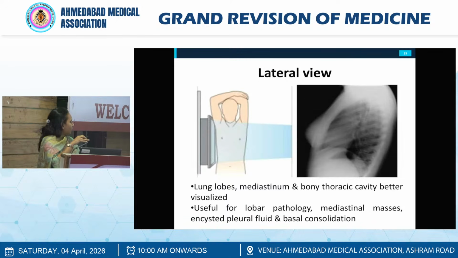Lateral view, just for your knowledge, the position would be both the hands above the head, and it is usually useful for lobar pathology, mediastinal masses, encysted pleural effusion, and basal consolidation. So if there is minimal pleural effusion, which is just seen as blunting of the CP angle in an AP or a PA view, it will be distinctly seen in a lateral view.